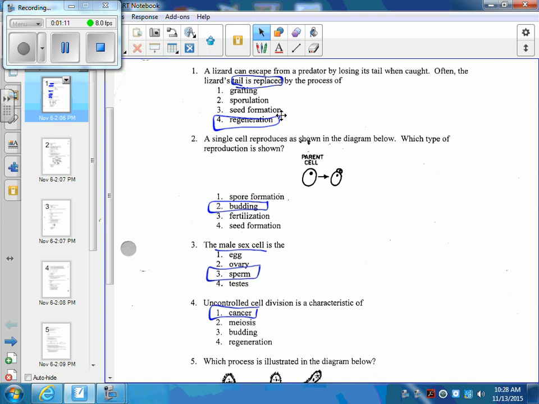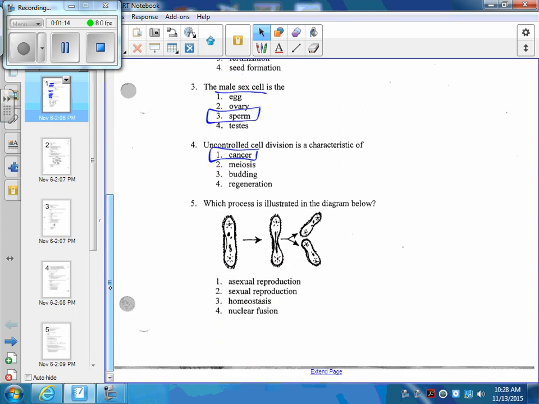Which process is illustrated in the diagram below? This is question number 5. Well, you see a parent, then it's squeezing and pinching apart, and all of a sudden now you have two. One parent gives you two offspring that are identical. This has to be asexual reproduction, because there's one parent and the offspring are identical. Okay, let's look at the next question.